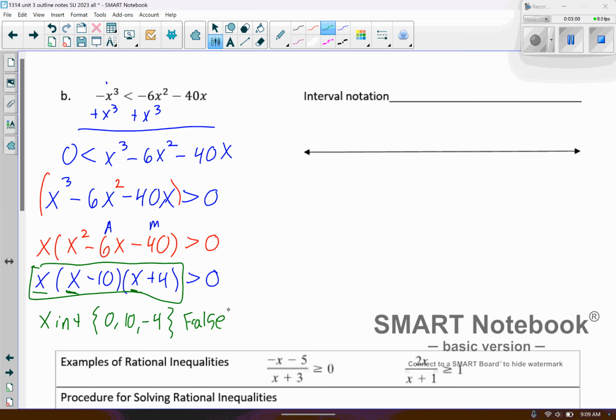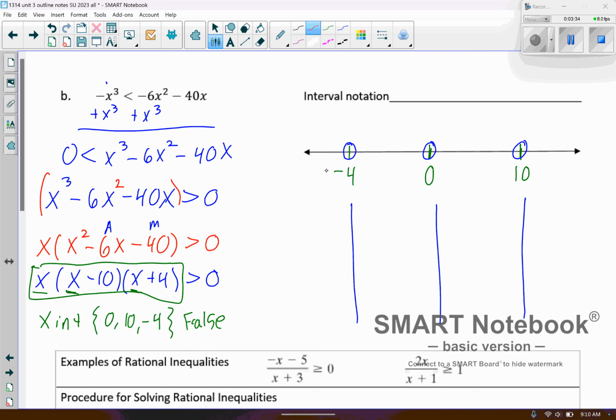But I need to go ahead and put these numbers on my number line. So we'll go in numerical order. We'll have negative 4 here, I'll put 0 here, and I'll put 10 here. It doesn't have to be to scale, but anyways. I know that those come back false, so I'm going to put open circles at all those values right there. But now I need to test the sub intervals on this.